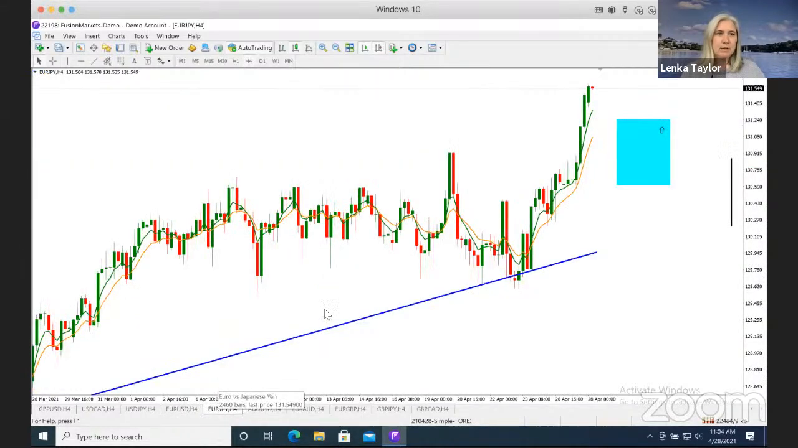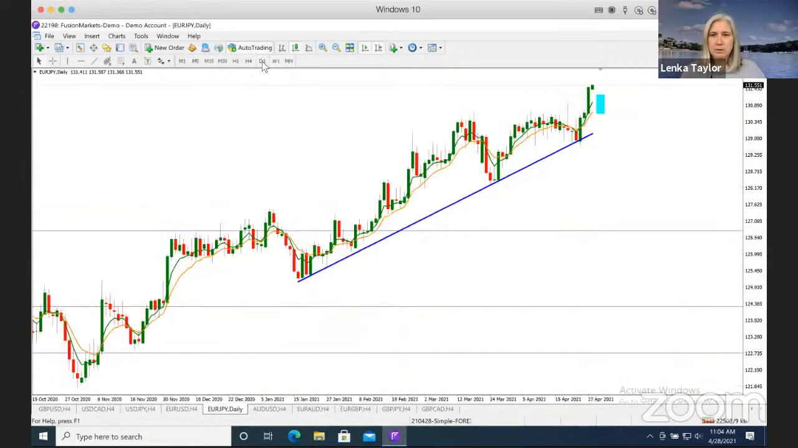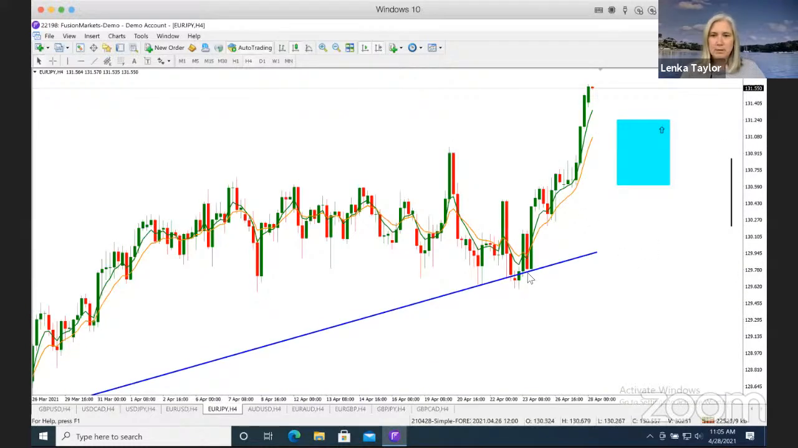Next currency pair I'm looking at is Euro JPY. So Euro JPY, I'm looking for a long. We had that bullish engulfing there on the daily, and the price did go up. So just looking for a pullback possibly to the tops of these lines here, and then looking for a long at that point, after the confirmation.